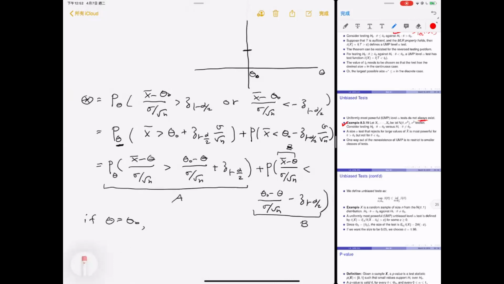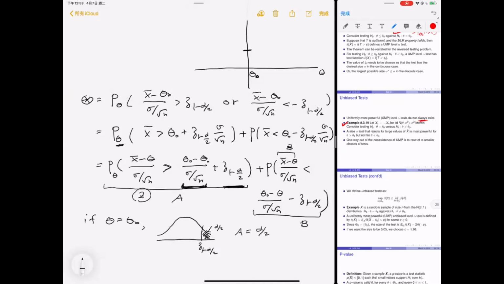Theta naught, right? It's then bigger than your Z, normal 0, 1, bigger than z half over 2. If I plug in theta naught, this guy becomes 0, then that becomes Z bigger than quantity z 1 minus alpha over 2. That means your answer is what? Alpha over 2. So that means A becomes alpha over 2.